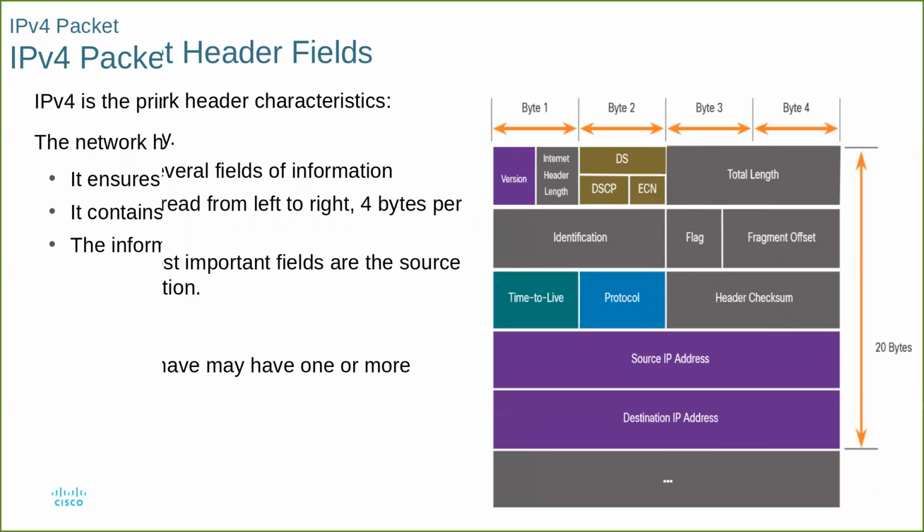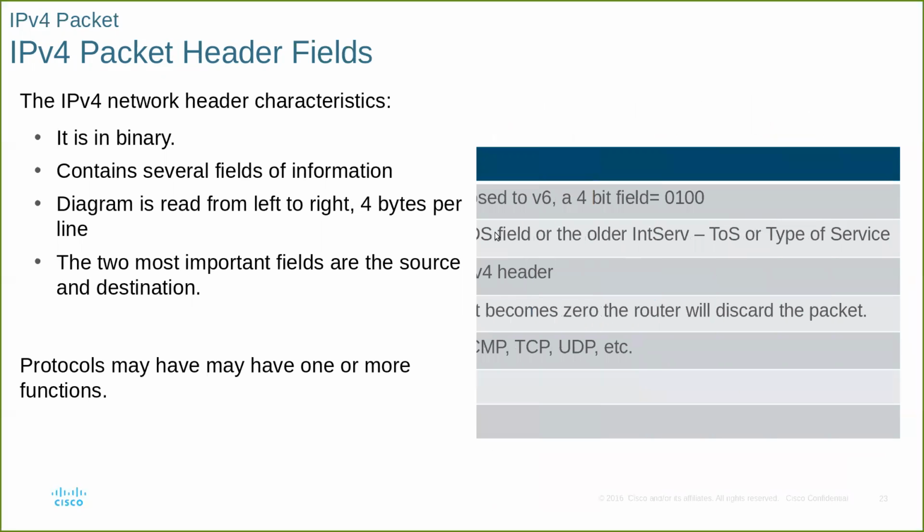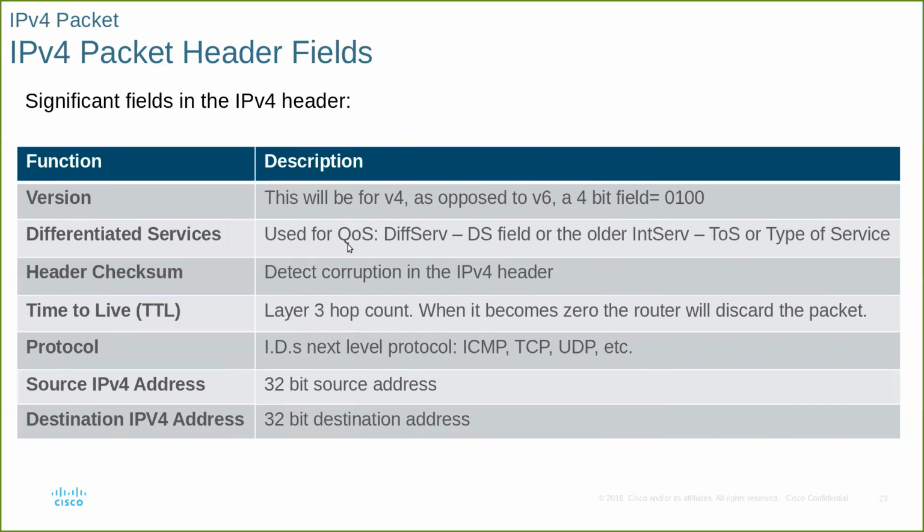This is an example of the fields that are in the IPv4 packet header. These are the fields, but the most important ones are the source and the destination. So this is an example of an IPv4 packet header. You are going to read from left to right. You can see the version, the internet header length, the identification, time to live. All these things are important. You can read them and understand their functions. But the most important ones are the source and destination IP address. So you can see the function of each of them.